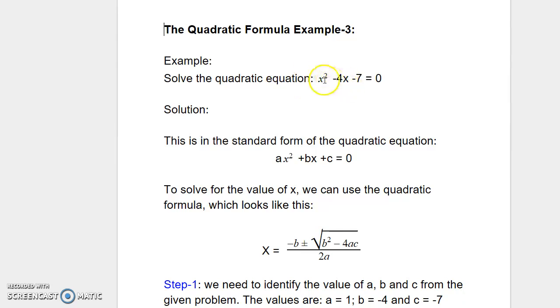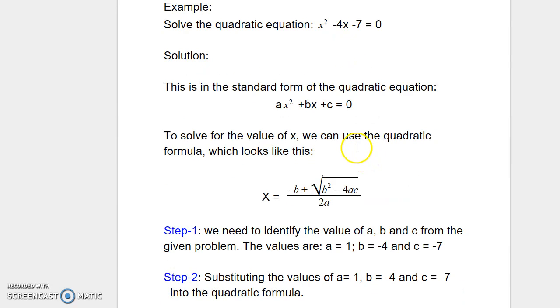First of all, we want to see whether the given equation is in the standard form of a quadratic equation. Yes, it is. As you can see, it is in the form ax squared plus bx plus c is equal to 0, where a is equal to 1, b is equal to -4, and c is equal to -7.